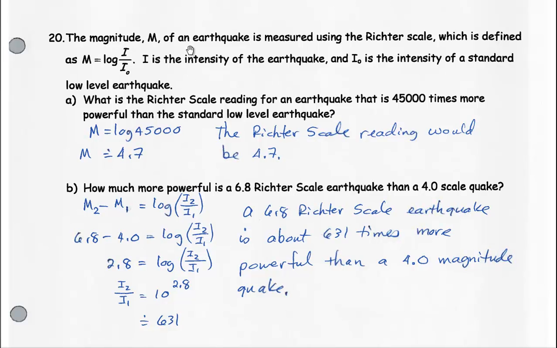For question number 20 here, the magnitude m of an earthquake is measured using the Richter scale, which is defined as m equals the log of the intensity of that earthquake divided by some standard low-level earthquake. So I naught is the standard that everything's measured against. You're asked, what is the Richter scale reading for an earthquake that is 45,000 times more powerful than the standard low-level one? So it was 45,000 times more powerful, then this ratio they're telling you is 45,000. So it's going to basically just be the log of 45,000, which works out to 4.7. So the Richter scale reading would be 4.7.